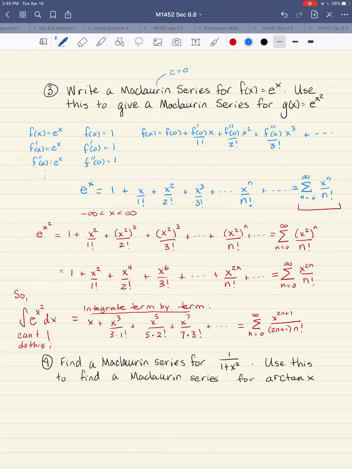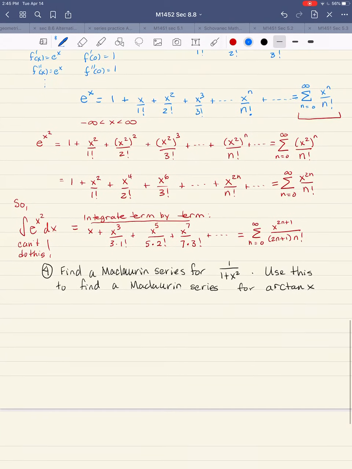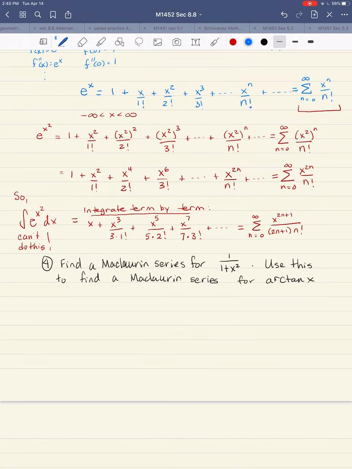Now I'm going to show you how I can find a Maclaurin series for an expression without having to take an infinite number of derivatives. So there are some tricks of the trade. So here I want the Maclaurin series for 1 over 1 plus x squared, and then we're going to use this to find the Maclaurin series for the arctangent of x.